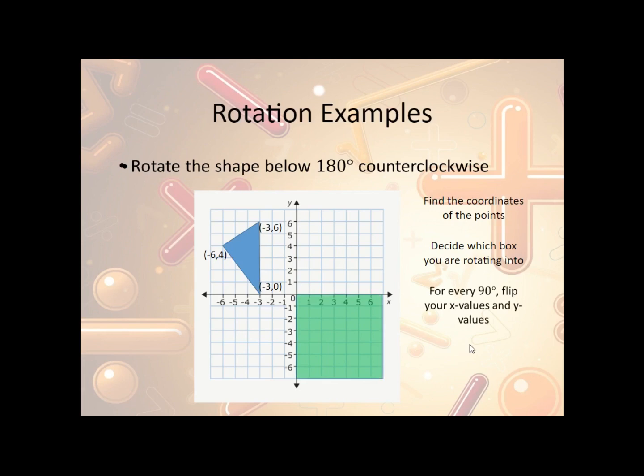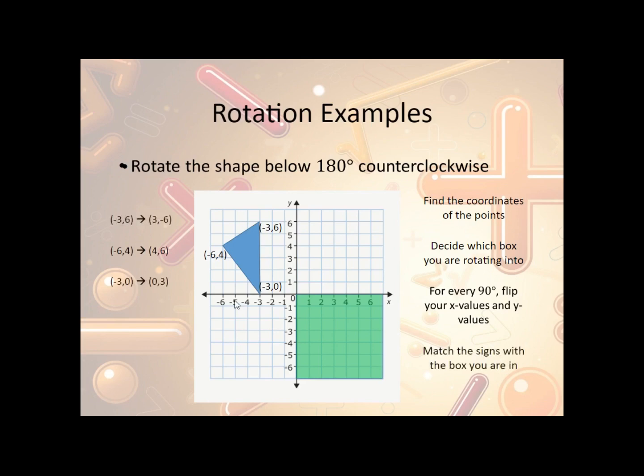For every 90 we flip, so the x's become the y's, and the y's become the x's. That moves us into this box. Then when we go back, we end up back where we started, really, right? So our x's are back to being our x's, and our y's are back to being our y's. So we flip, and then we flip them again.